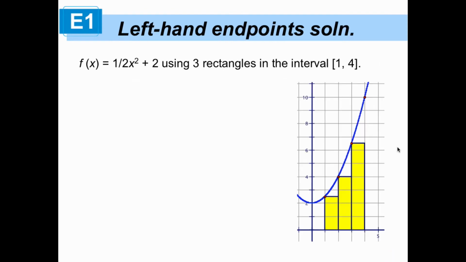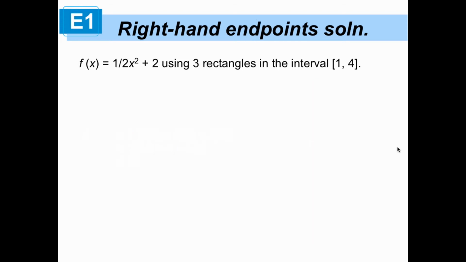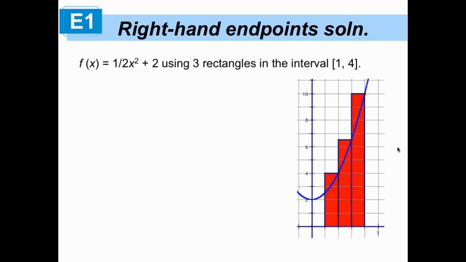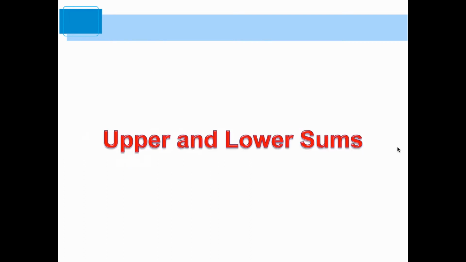Oh, this is all the work to show you. Oh, look there. Good. 13. Is that what we had? Yeah. Good. And then what do we have for the second one? 41 halves. Yep. 20.5. Good. So I did my math correctly. Yay! Upper and lower sums.